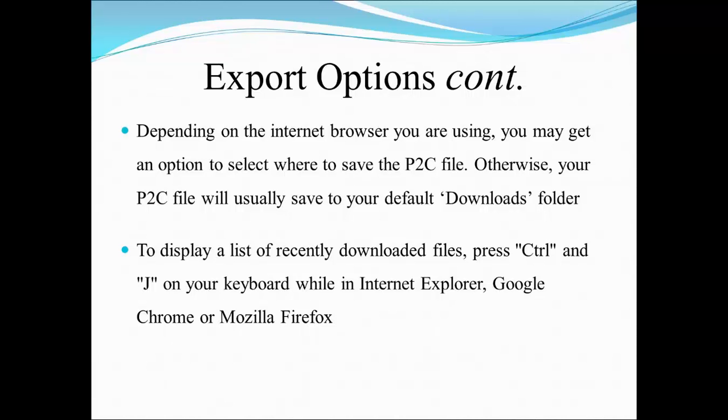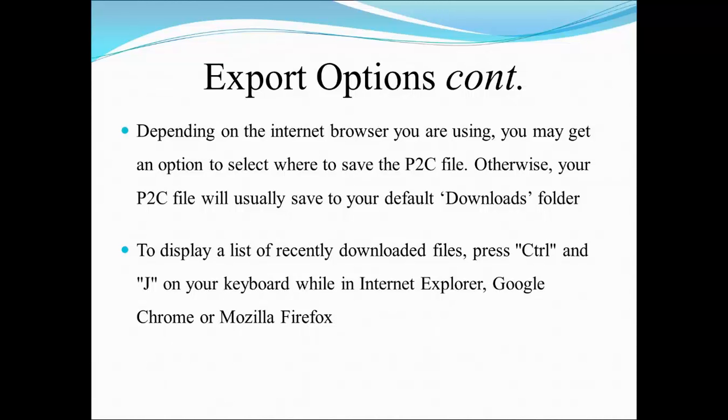Okay. It can happen quite quickly once you've clicked on export complete list or export amendments only, and sometimes you might think, have I actually downloaded that file or not? And a way of checking is that while you are in your internet browser, if you press Control on your keyboard and J at the same time, a downloads window will pop up for you, and if you have downloaded your P2C file, it will be sat at the top of your listing for you.